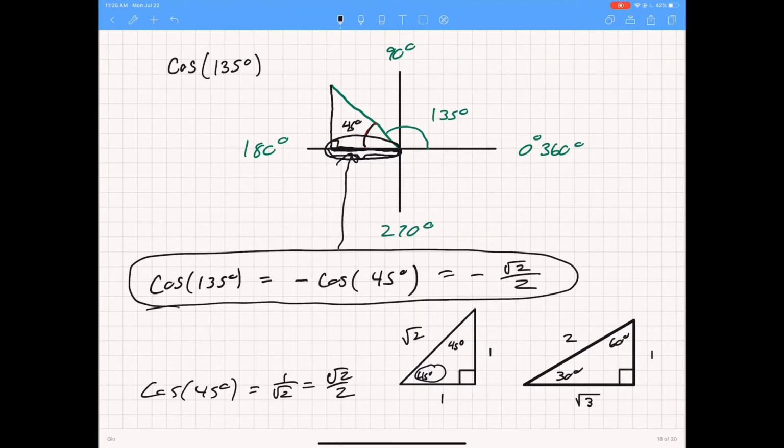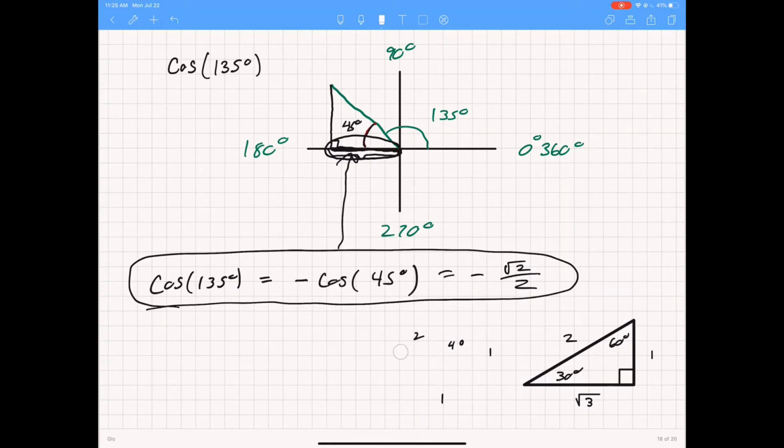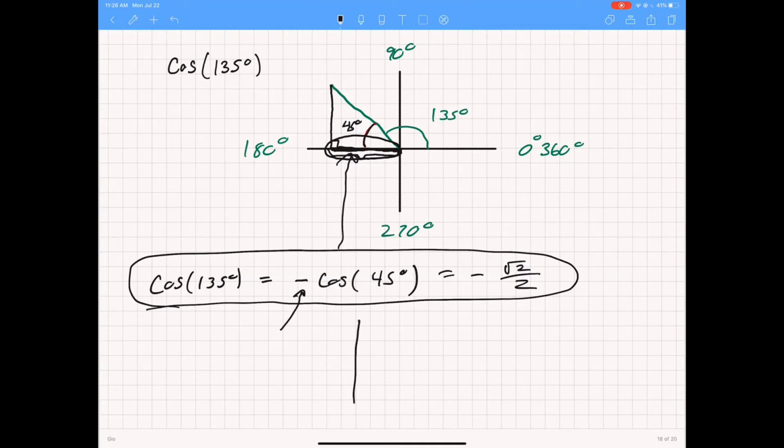And that's the final answer here. Now things get a little confusing with the changing of the sign here, and I mean changing of whether it's positive or negative, but there's actually an easy way to remember, and that's All Students Take Calculus. Now what this actually tells you is whether your trig value will be positive or negative.